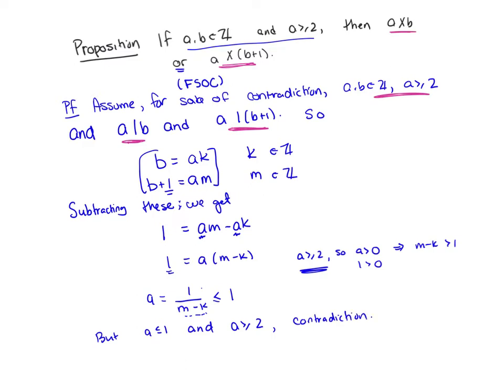So since we got to our contradiction, we can conclude that our assumption is false. Therefore, it is not true that both A can be greater than or equal to 2 and A can divide both of these. Therefore, if A and B are integers with A greater than or equal to 2, then it must be true that either A doesn't divide B or A doesn't divide B plus 1, which is what we wanted to show.